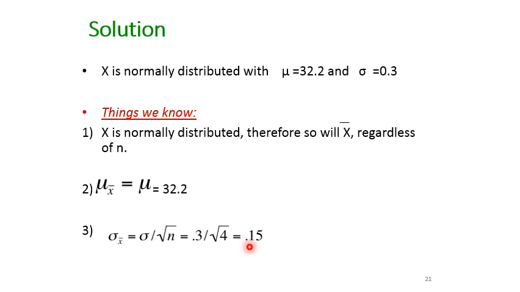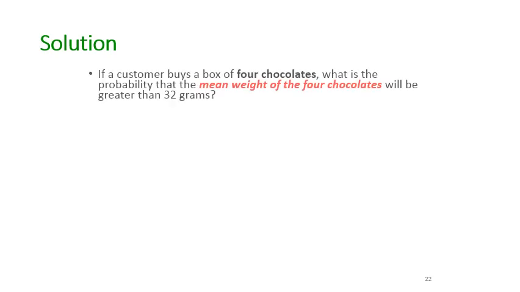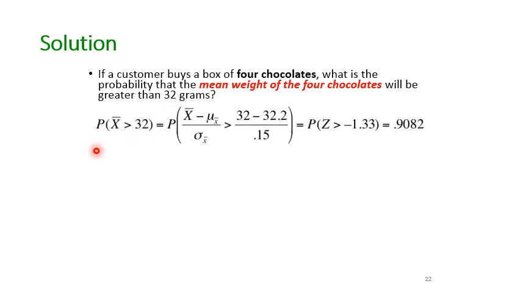Okay, what about the probability statement he is asking about? Let's see this in the next slide. Now let's solve the previous example. We need the probability that the mean weight is greater than 32. So this probability is related to x bar, not x, like the previous example. So I will write the probability statement first.